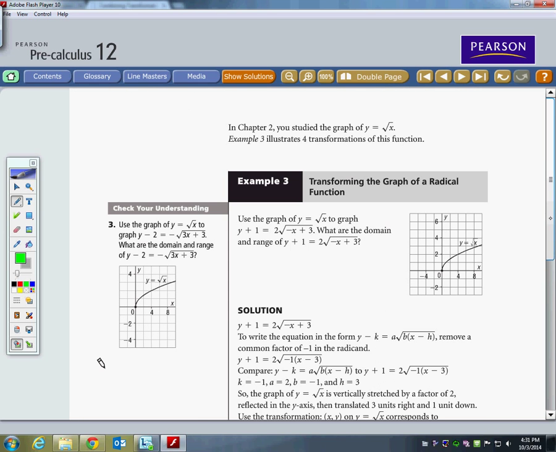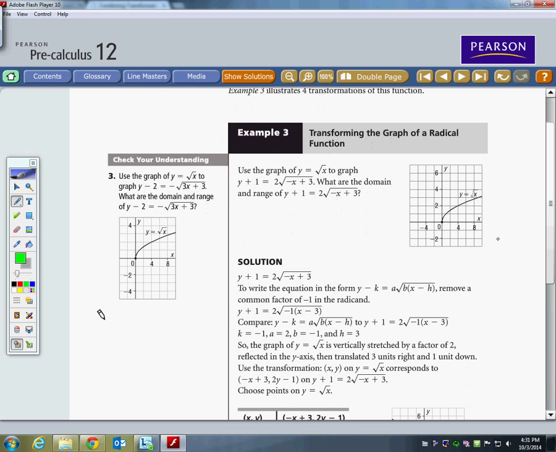Example number 3 is transforming the graph of a radical function. So here we're starting with our parent function. In this case y is equal to the square root of x. So if they want us to graph this, what are the domain and range? So we have y is equal to the square root of x, and then comparing this with our form, y minus k and all that, you can figure out what the values are. k is -1, a is 2, b is -1, and h is 3.